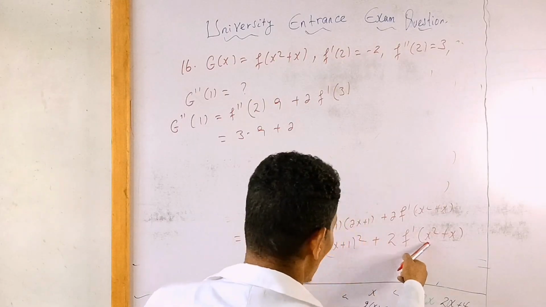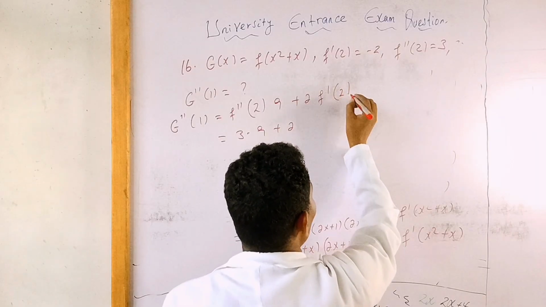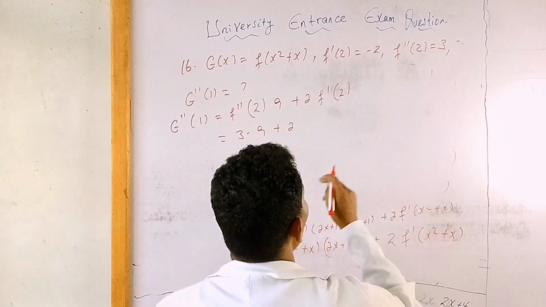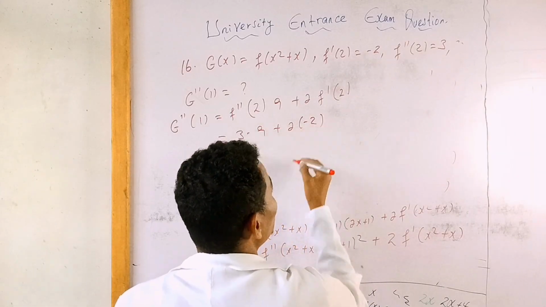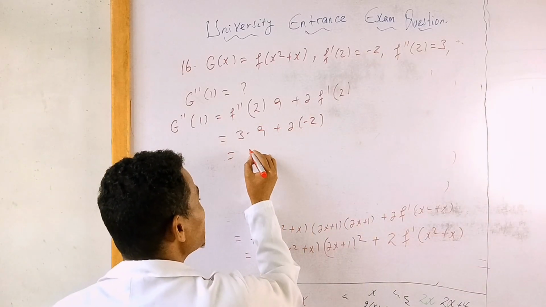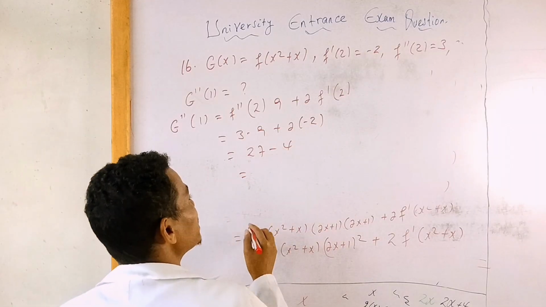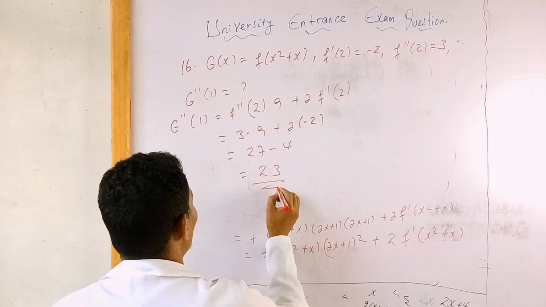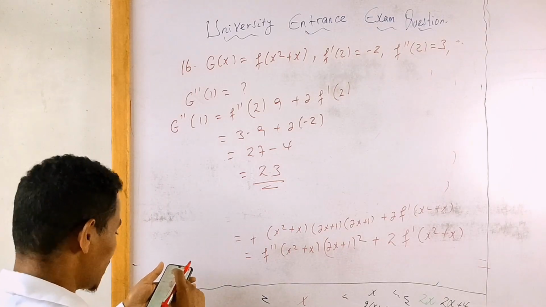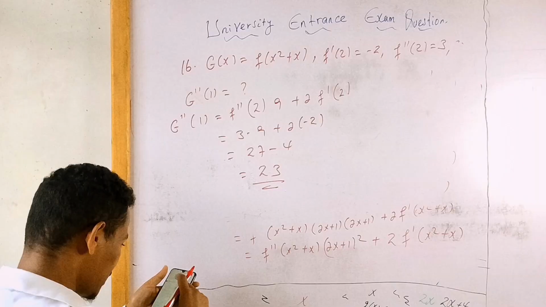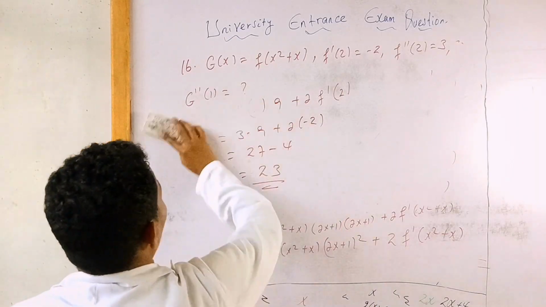So this is the same with 3 times 9 is 27, 2 times minus 2 is minus 4, 27 minus 4 is 23. So g second derivative at 1 is 23, question 16, that is 23, which is c. Next, question number 17.